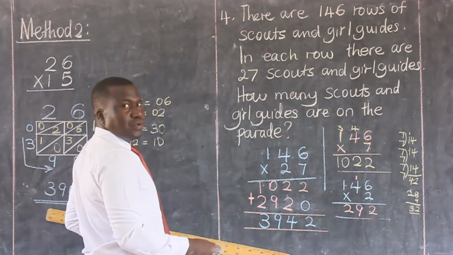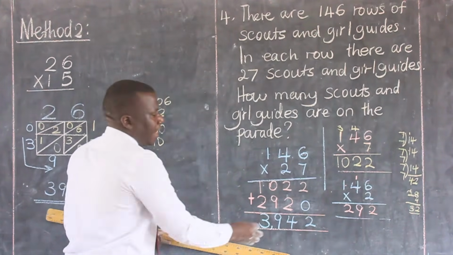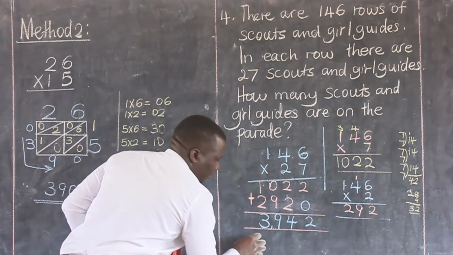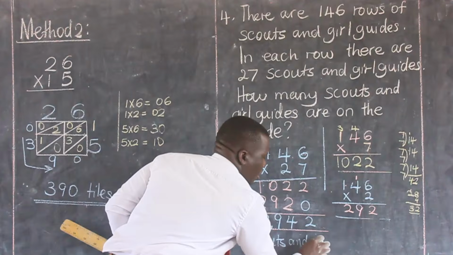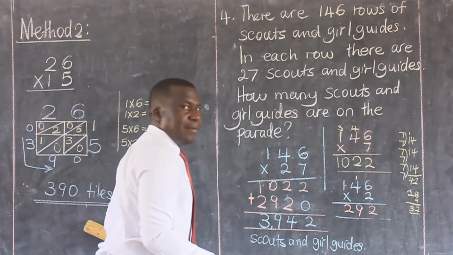So in total, there are 3,942 scouts and girl guides all together.